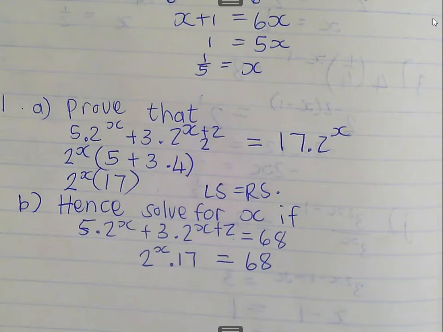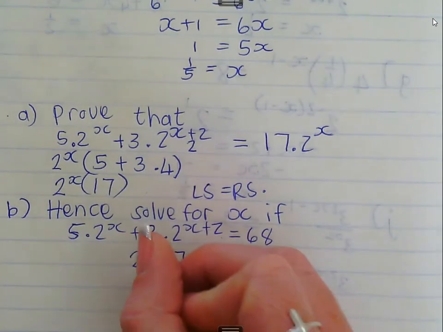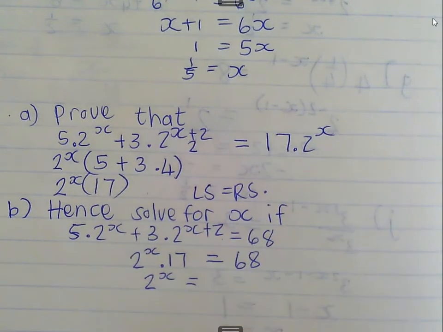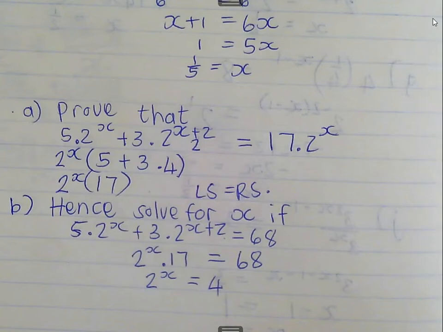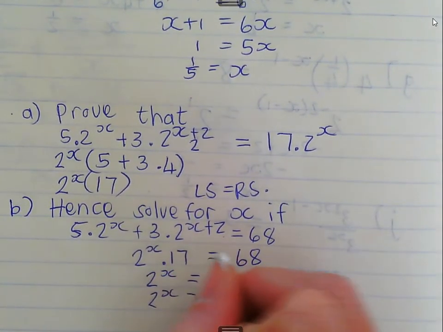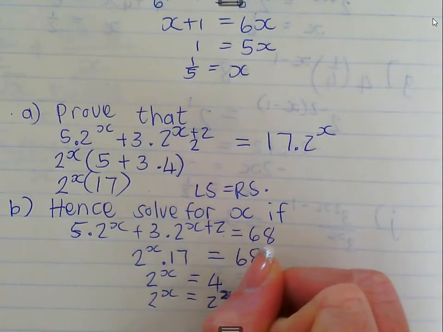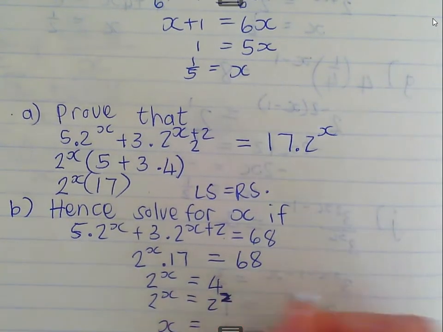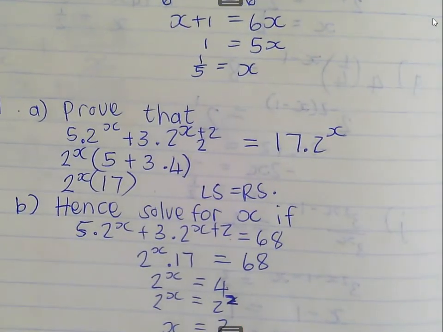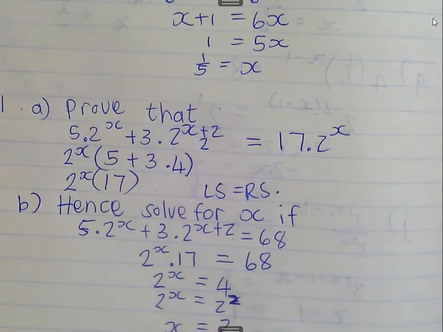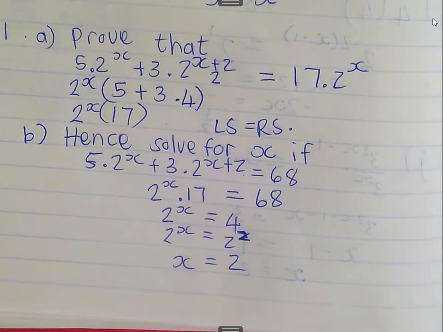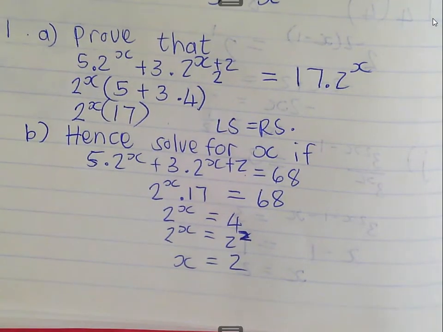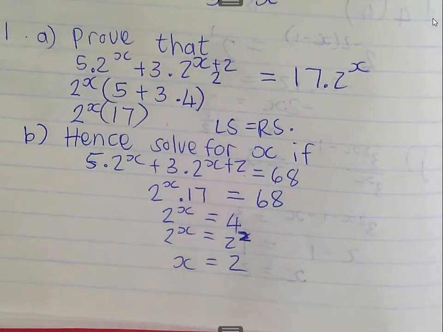How? Divide. Okay, so on the left hand side I'll have 2 to the power of x. And what is 68 divided by 17? 4. How can I rewrite 4? 2 to the power of 2. And then x is equal to 2. Done. Is it difficult? Do you see it's the same as what we've been doing? I now just get an actual answer and I can solve for x.